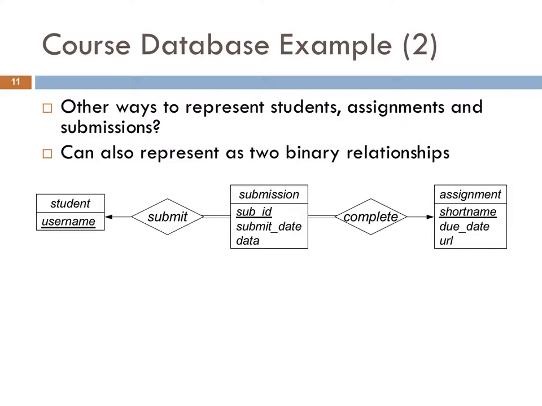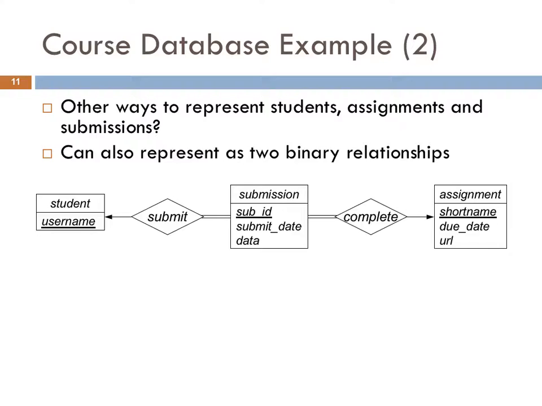Okay? You also notice that we have constraints on here. Does it make sense to have a submission without a student? Well, no, we already talked about that. So we have total participation on the submission side of that relationship. Same thing on the other side. Does it make sense to have a submission without an assignment? No. So we have a total participation constraint on that relationship set as well. You can see we have a single arrow because each submission should be for one assignment, and each submission should be for one student.